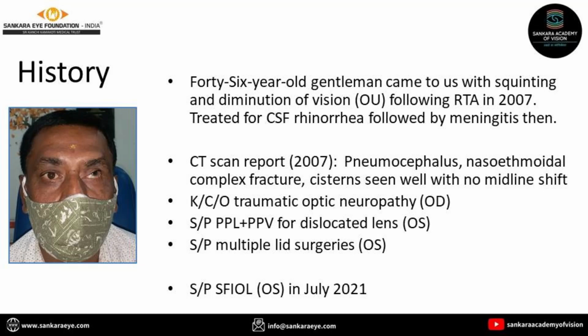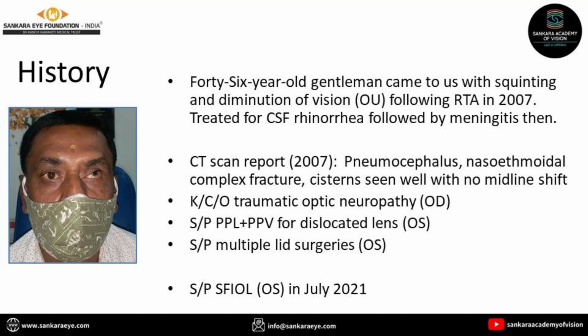A 46-year-old gentleman came to us with squinting and diminution of vision following a road traffic accident in 2007. He was treated elsewhere for CSF rhinorrhea followed by meningitis. The CT scan report of then showed a pneumocephalus with a naso-ethmoidal complex fracture. The patient was a known case of traumatic optic neuropathy in the right eye.